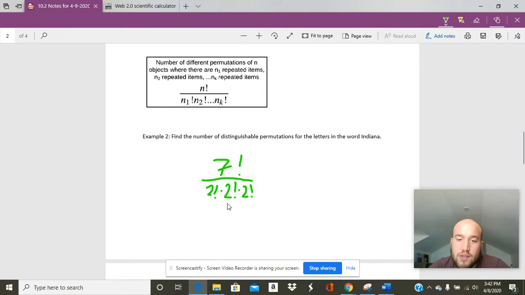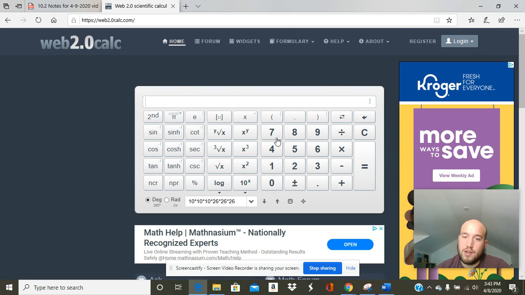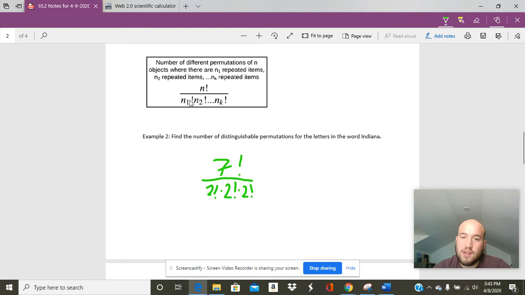Now, the reason we use 2 for each of these is because there were 2 i's, 2 n's, and 2 a's. Okay, if there had been a third, if Indiana was spelled with another a on the back, if it was INDIANAA, then we'd have to have a 3 factorial here to represent the a's, but it's not. So now, let's start with 7 factorial. We type it in, remember, clear it, hit 7, put your exclamation point, hit enter, we get 5,040. That's going to go on top here.